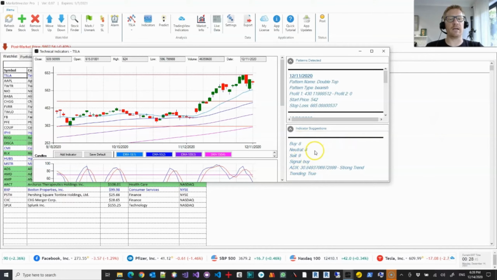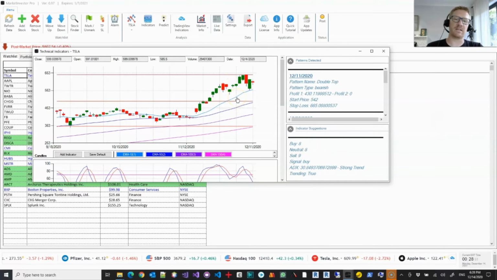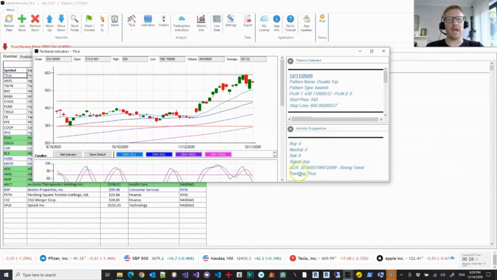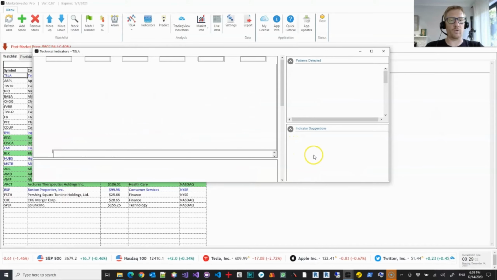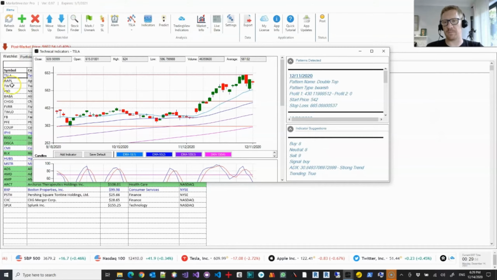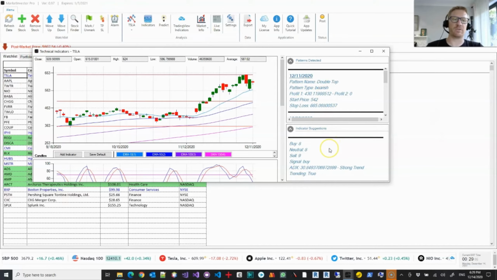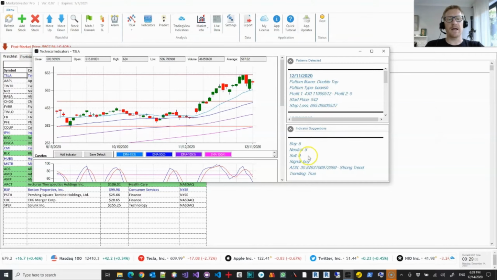In addition to that, it does a quick check on the MACDs and the stochastics and the RSI and ADX and all of that, and purely based on that information, it will give you a verdict on whether to buy, hold, or sell. And you'll see from time to time this updates, so there's a timer running in the background, and this will just update data as it changes.